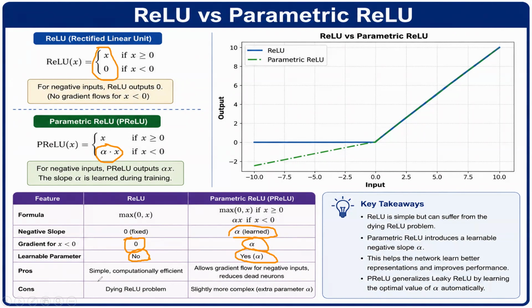What is the advantage? The advantage of ReLU is that it is simple and computationally efficient, but parametric ReLU allows gradient flow for negative values also. The disadvantage, or cons: in ReLU there is the dying ReLU problem, but parametric ReLU is slightly more complex. We can overcome the dying ReLU problem in parametric ReLU.